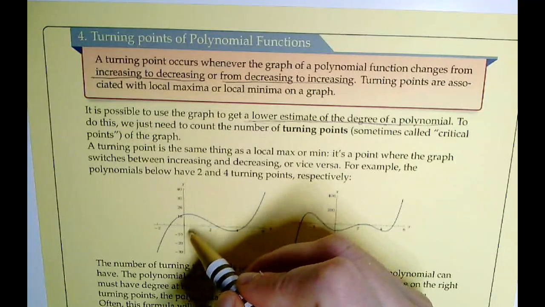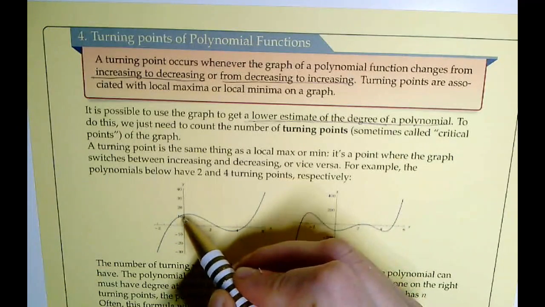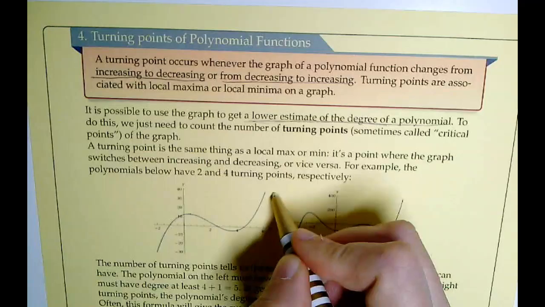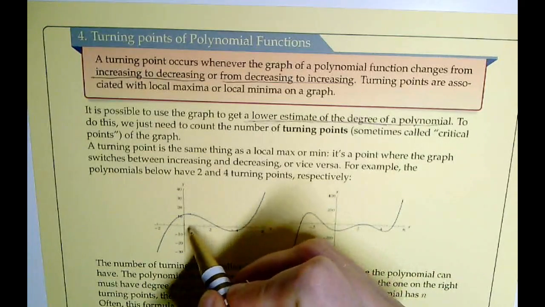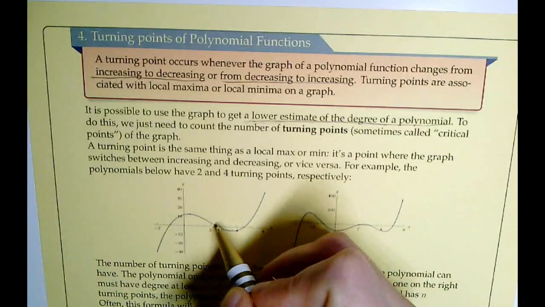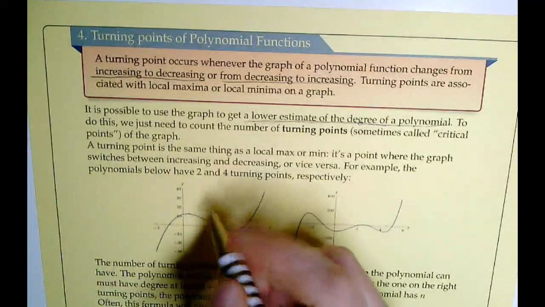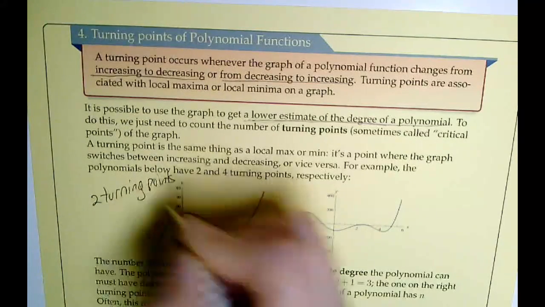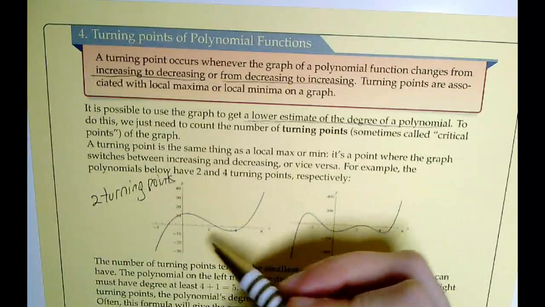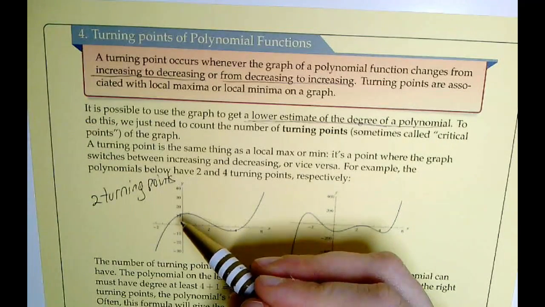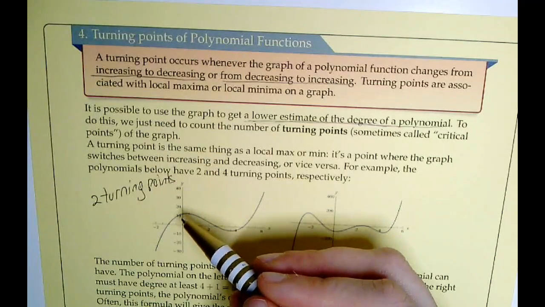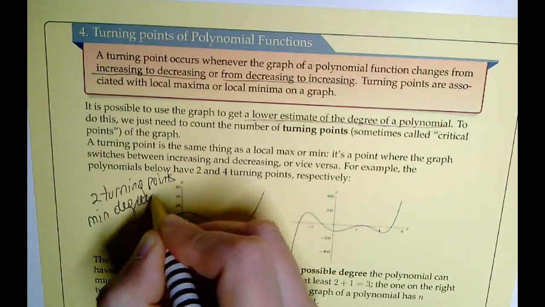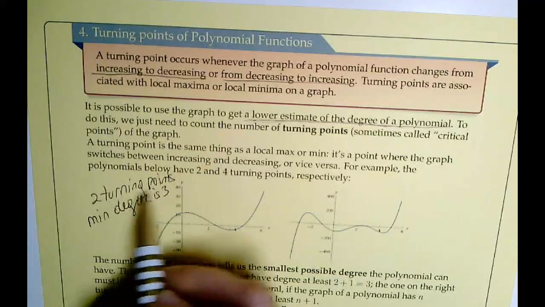If, for example, I have two turning points. See, the function is increasing, and then it's decreasing, and then it's increasing. So there are two places where it changes from increasing to decreasing, or from decreasing to increasing. So there are two turning points. So two turning points means that the minimum degree of this is 3. Okay? So minimum degree is 3. So you add 1 to the number of turning points.